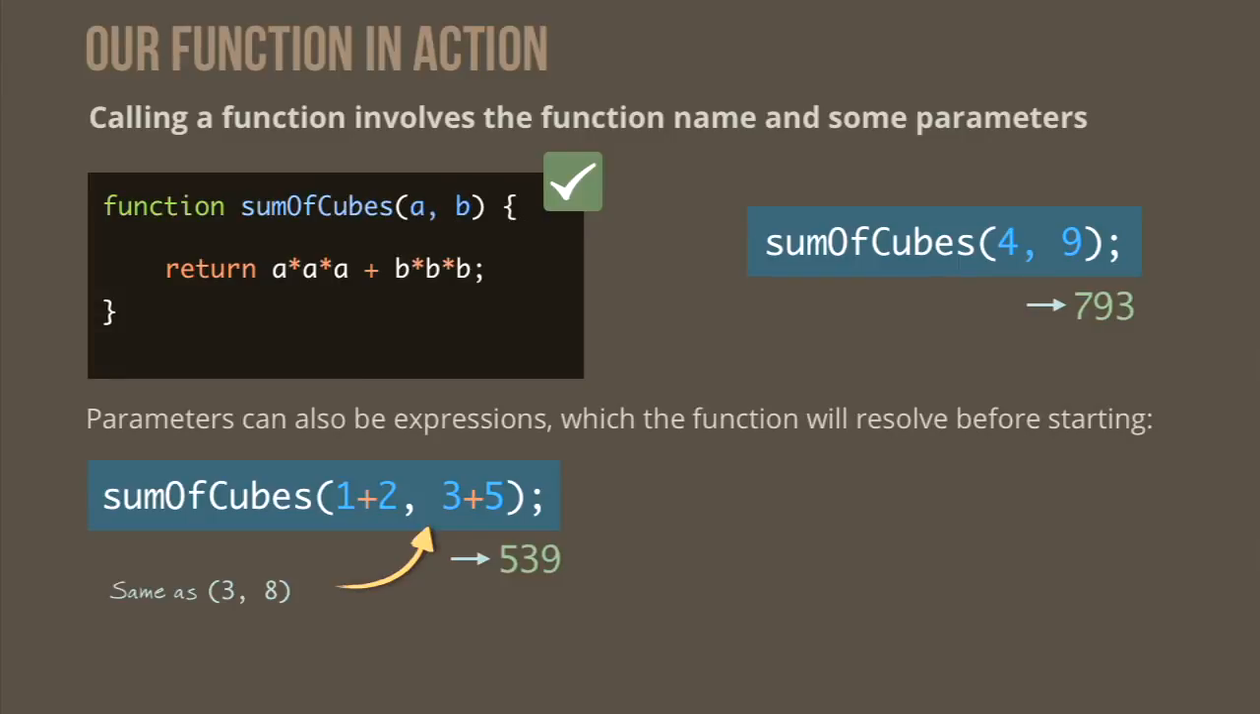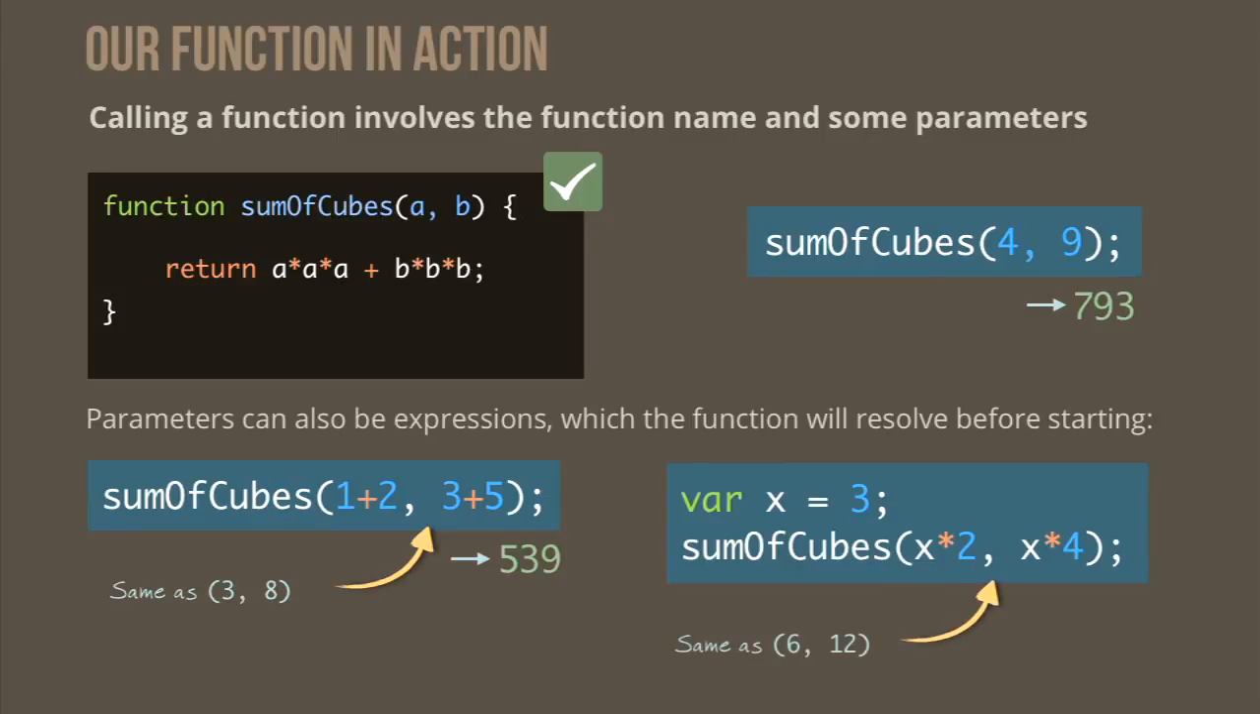We can also use variables as parameters. Here you can see we've established a variable called x that we've set to 3, and then we've used x inside the parameters in a sum of cubes call. So this particular call of sum of cubes would be the same as sum of cubes 6 and 12, because x is 3. And so we would get an output of 1,494.